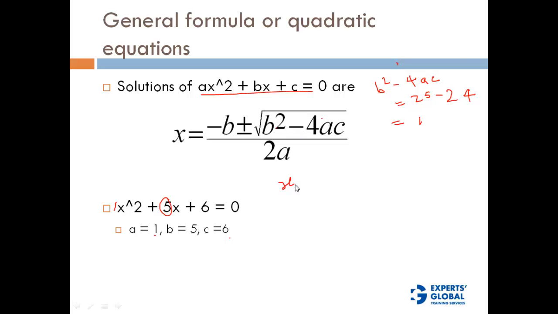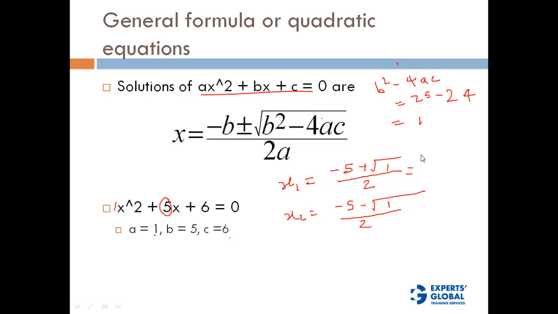So the first root x1 is equal to minus b, which is minus 5, plus under root b square minus 4ac, which is 1, divided by 2a. 2a is 2. The second root is going to be minus b minus under root b square minus 4ac, which is 1, divided by 2a, which is 2, correct?